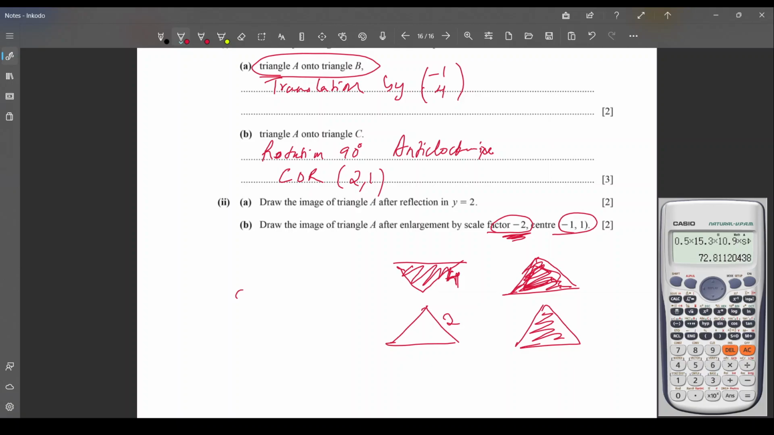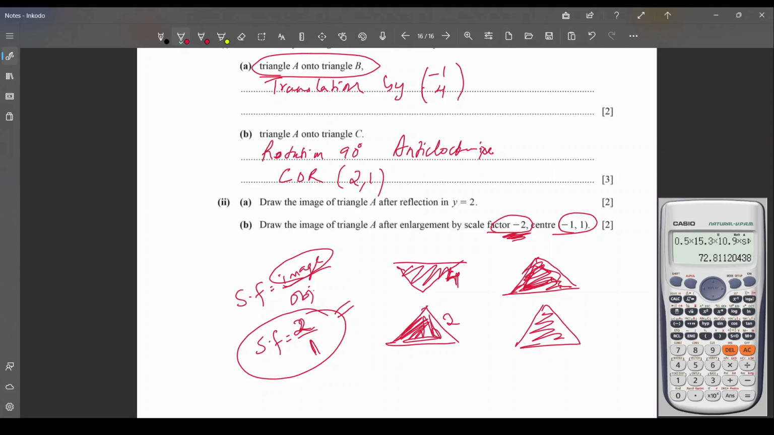You should know that scale factor is image length divided by object length. So if you are getting scale factor 2, it means the image is double the object. Keep that in mind. Also, the negative sign means if the object is like this, the image should be in just the opposite direction. This cannot be the case because it is negative 2. So let's draw the diagram to make it much clearer.